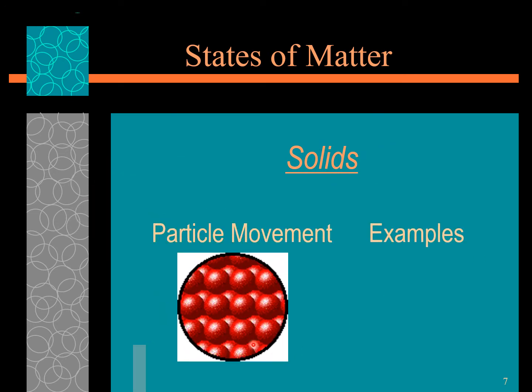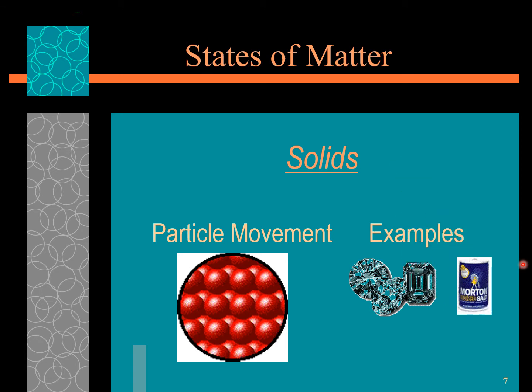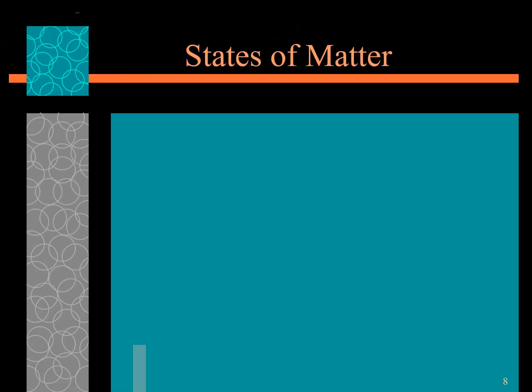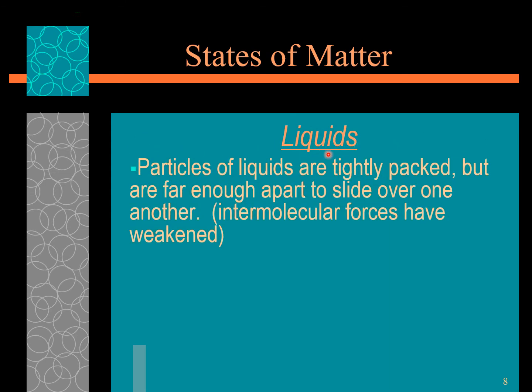Solids have a definite shape and definite volume. Here are the solid particles, and you will notice that they are in vibration, but there is no significant movement for the particles. An example is, as we have here, the metal, a diamond. Okay, let's move to the next part, which is liquid.